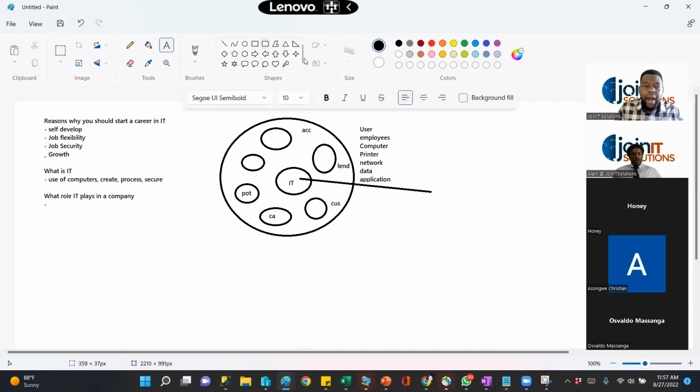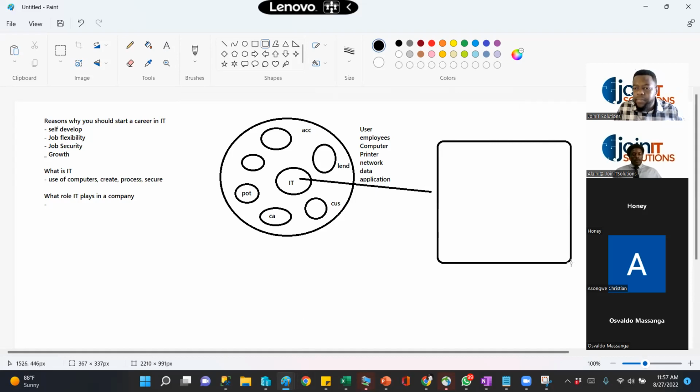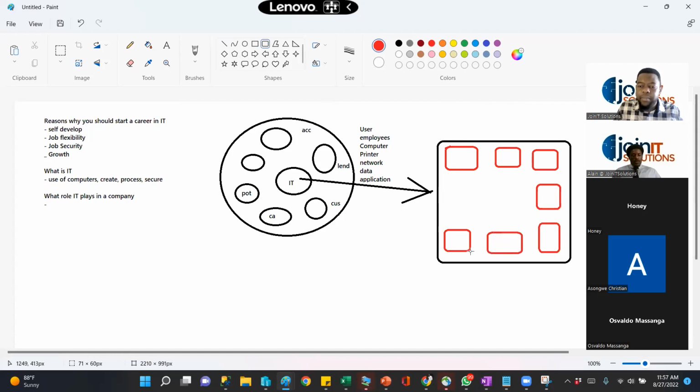So look at this guy now as the IT department. This is our IT department, right? Let me put this arrow there. This is our IT department. So within this IT department itself, what do you have? You have various disciplines within the IT, or various teams that make up that department. Look at each of these squares here as a team in the IT department.